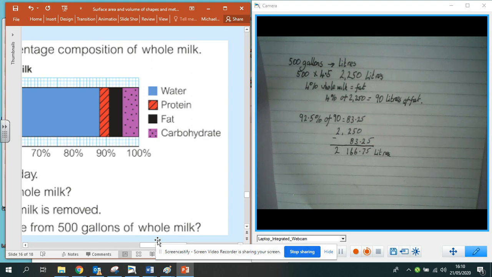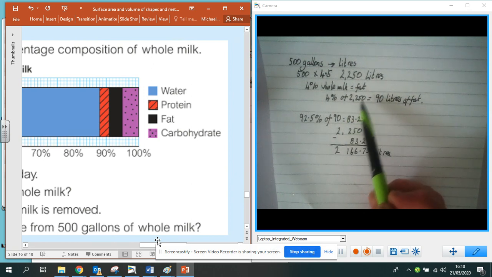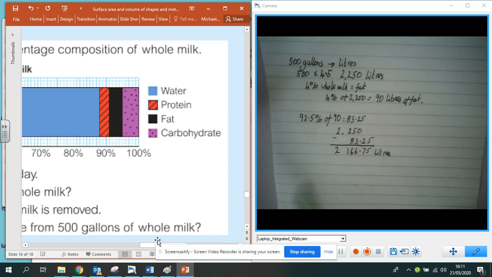Looking at the graph, 4% of the milk is fat. So we have to find 4% of 2,250. 4% of 2,250 is 90. So 2,250 divided by 100 times 4 gives us 90. So there is 90 litres of fat in the milk.